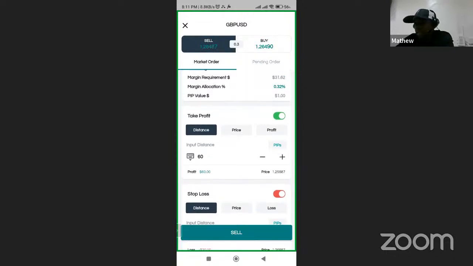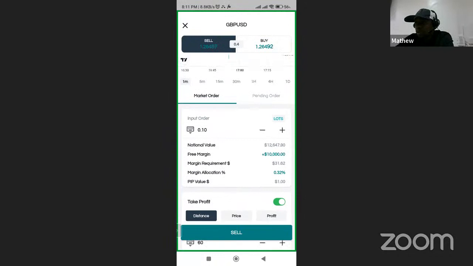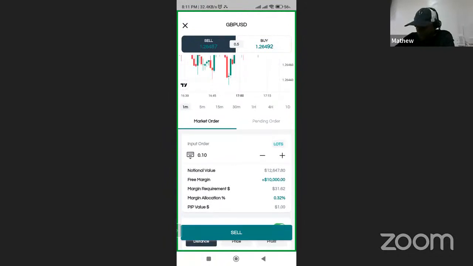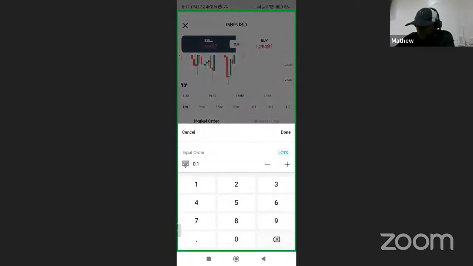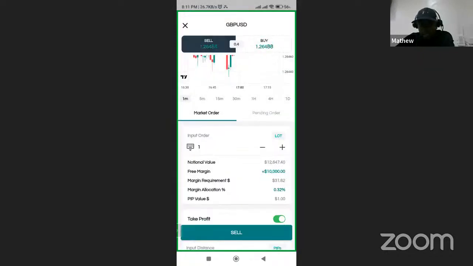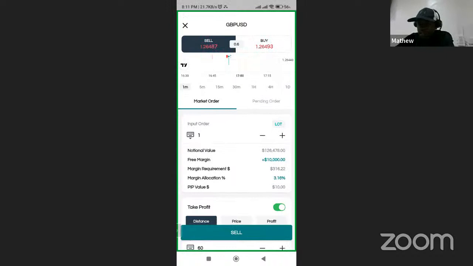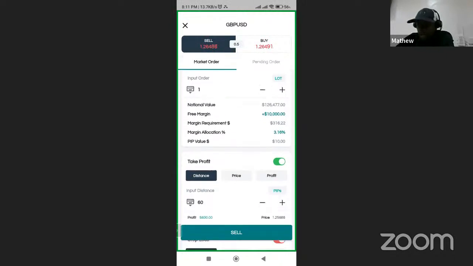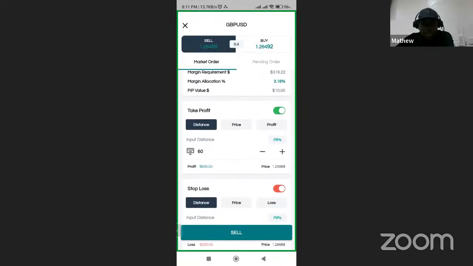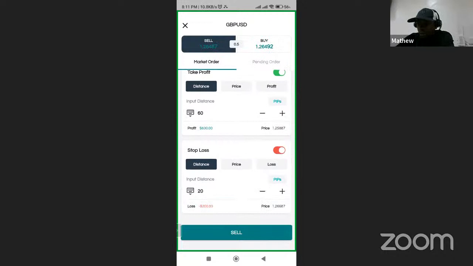So basically, these are some of the ways that you can use the Equity Trader app. If you increase that lot size to 1 lot, then we should see the margin requirement also changing to $316. Your take profit target is now $600. If your target is hit, then you'll gain $600. And of course, if your stop loss is hit, you'll lose $200.